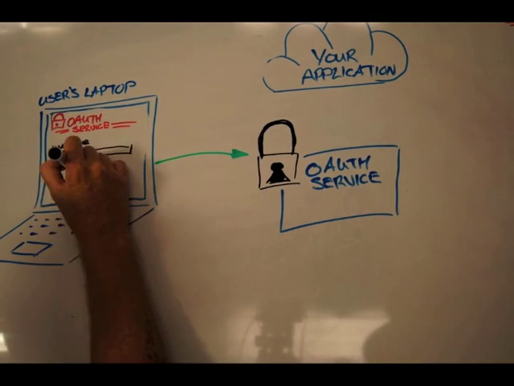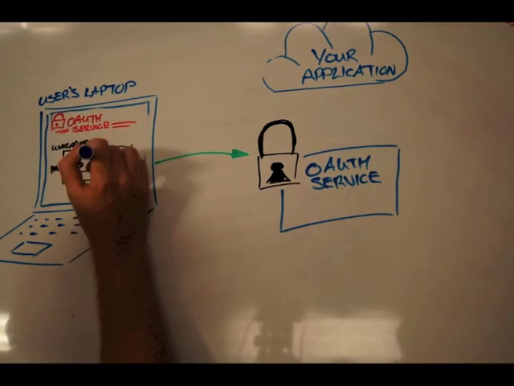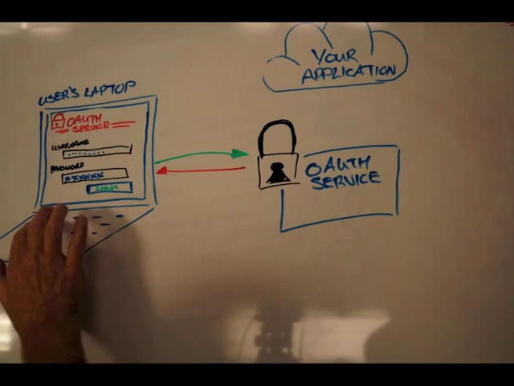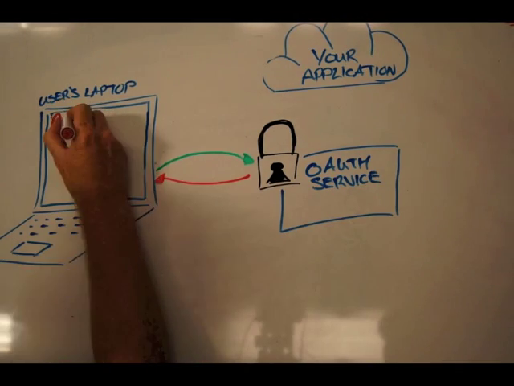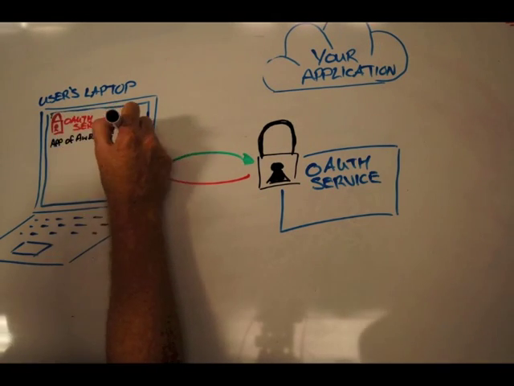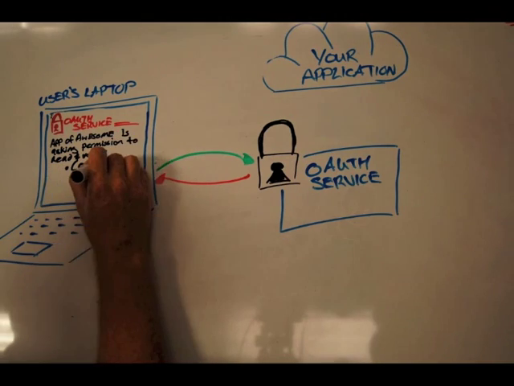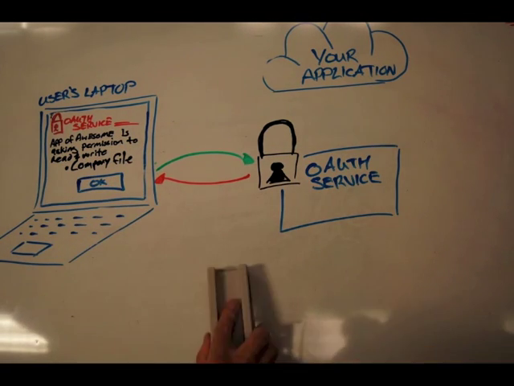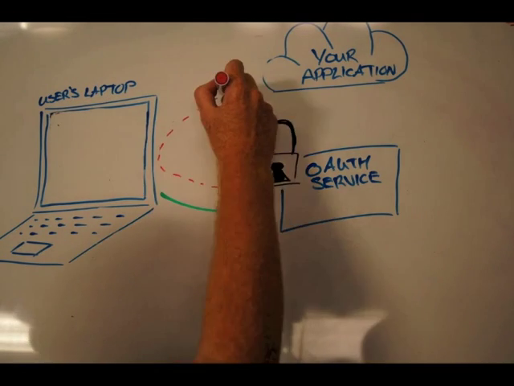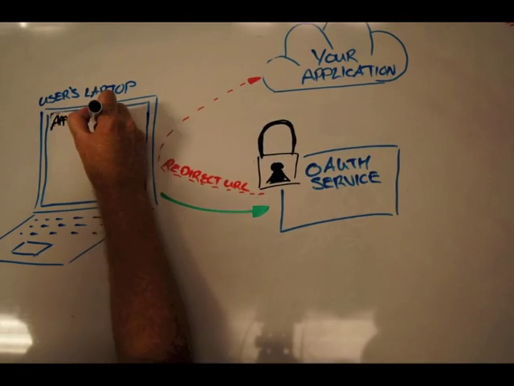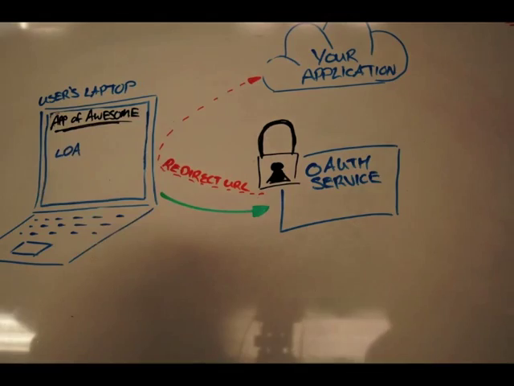The OAuth service is a web server and sends back a login page. The user logs in. This data is sent to the OAuth service. The OAuth service returns with a page saying that the App of Awesome is asking permission for this particular company file. The user grants permission and says OK, and that is sent to the OAuth service. The redirect URL is then handed back to the browser to get the user to go back to your application.